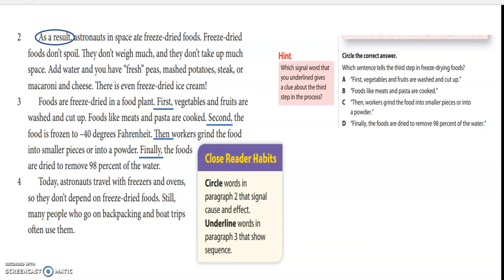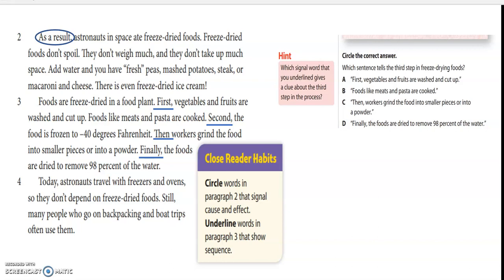So for our answer choices, we have first, vegetables and fruits are washed and cut up. First lets us know that's the first thing that happened. Foods like meats and pastas are cooked. Boys and girls, there's no signal word in that sentence. Then workers grind the food into smaller pieces or into a powder. The signal word there is then.